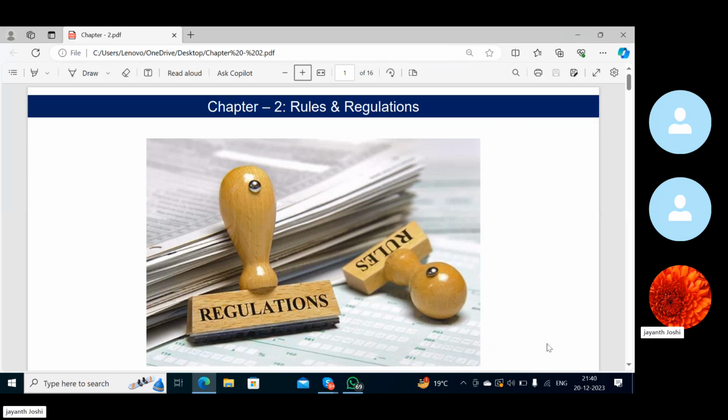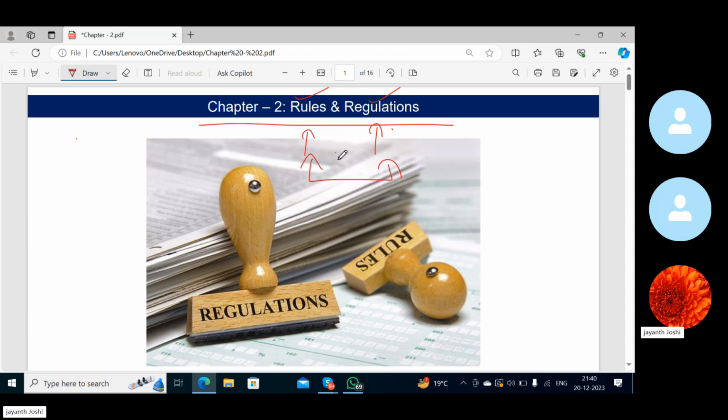Okay, let's start the topic rules and regulations. This is something which you are very familiar with. You have come across this, but can you define what a rule is and what a regulation is? Can you at least differentiate between them? Please take the initiative and answer. If I tell you this, I'm not getting any answer.